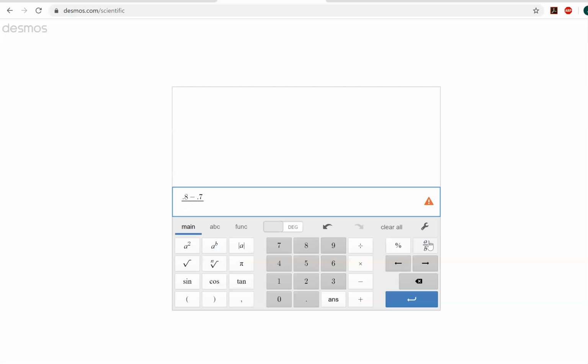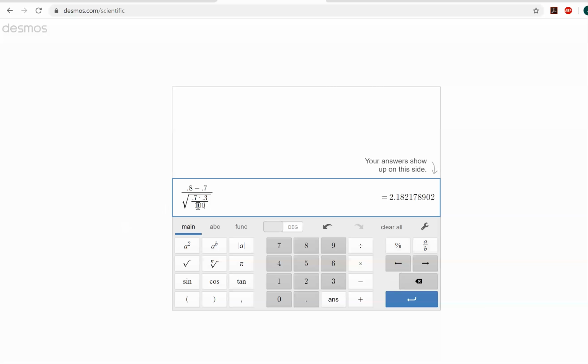And then the denominator, I'm going to have my square root. And in that square root, I'm going to have this fraction. In the numerator, I'll have 0.7 times 0.3 and over a sample size of 100. And that'll give me my exact test statistic.